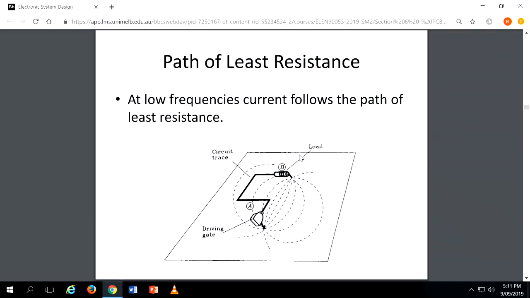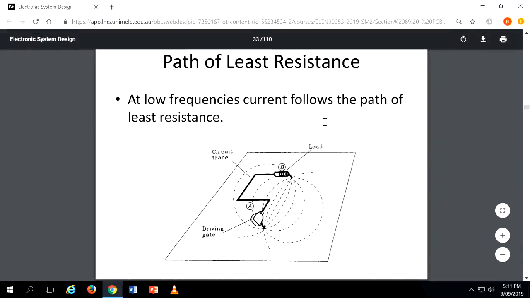Suppose this is a PCB, this is a driving IC, and this is your copper track, and the dotted line is the ground plane. Your signal goes through this copper track, and then through the ground plane the signal should return. When the signal returns at DC or very low frequency, it will follow the path of least resistance, which is just the shorter distance.